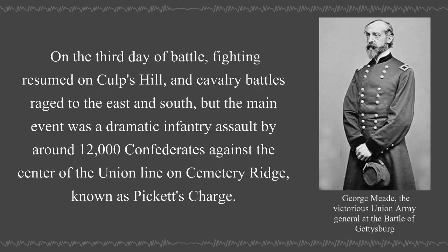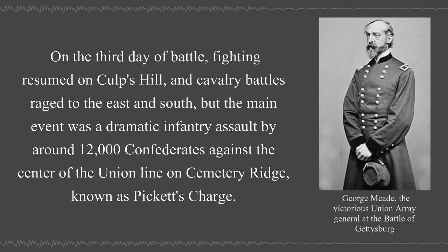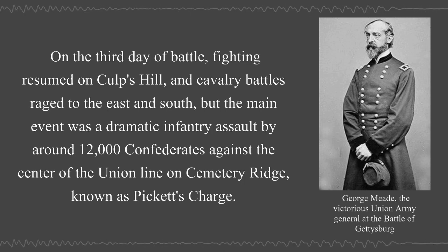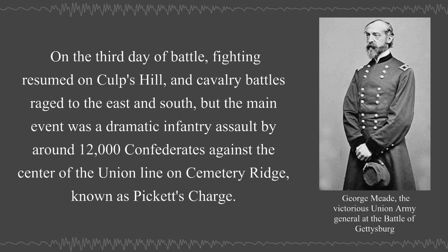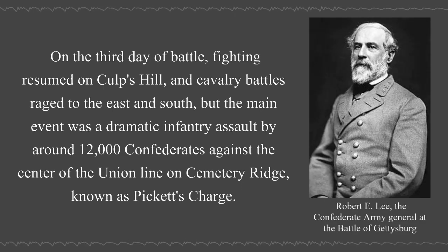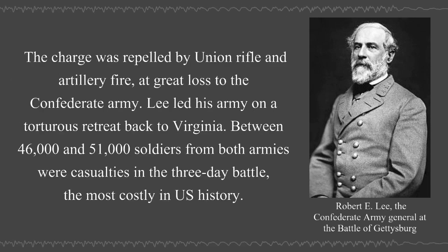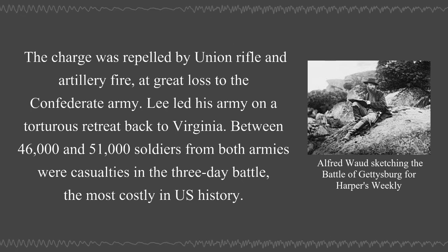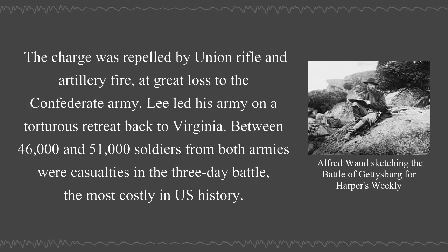On the third day of battle, fighting resumed on Culp's Hill, and cavalry battles raged to the east and south. But the main event was a dramatic infantry assault by around 12,000 Confederates against the center of the Union line on Cemetery Ridge, known as Pickett's Charge. The charge was repelled by Union rifle and artillery fire, at great loss to the Confederate Army. Lee led his army on a tortuous retreat back to Virginia.